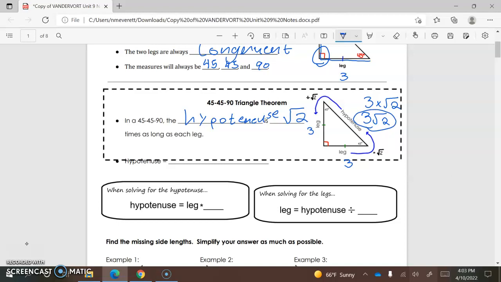So when you're solving for the hypotenuse, this is the long side of the triangle, the side opposite from the right angle. You're going to take the leg and multiply it by the square root of 2. And if you're solving for the leg, say you're given a hypotenuse of 10, you take that hypotenuse, 10, and divide it by the square root of 2.